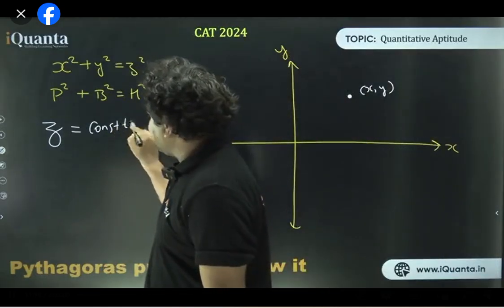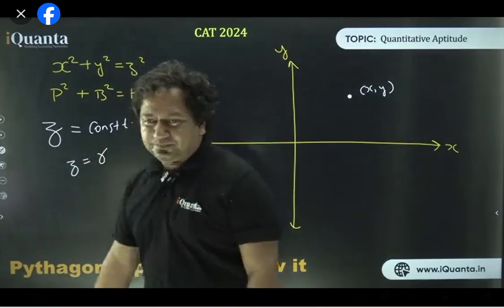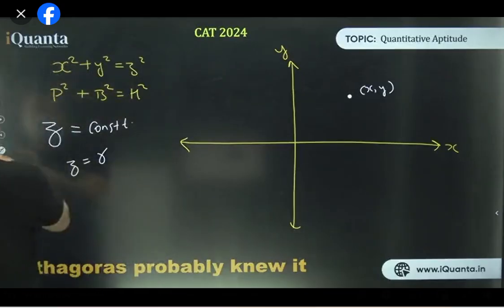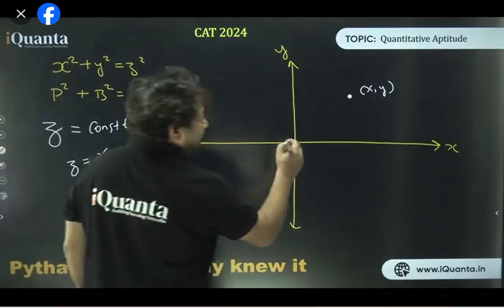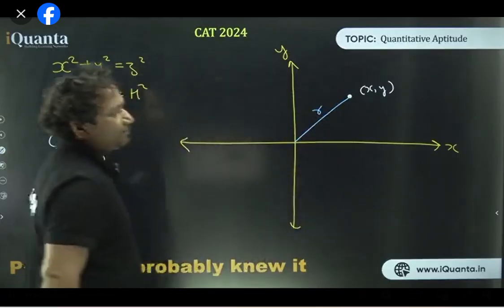So when I say constant, z cannot change. And I am replacing it by r. Okay? Let that be constant. What does that mean? That means that distance from the origin of this point would be actually r. Is that true?